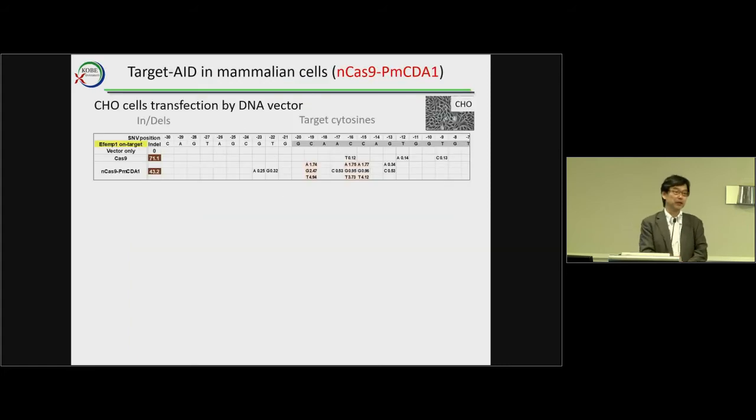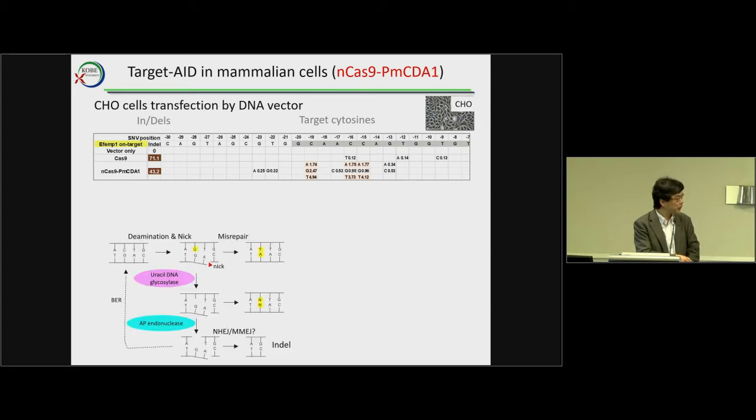But then we moved to the animal cell system, CHO cells, and very unexpected things happened. This is a Cas9 case. Of course, indels are the majority of the editing. But if we use the nickase Cas9 AID system, surprisingly, there are a lot of indels in addition to the C to T mutations. This is a very unexpected result for us.